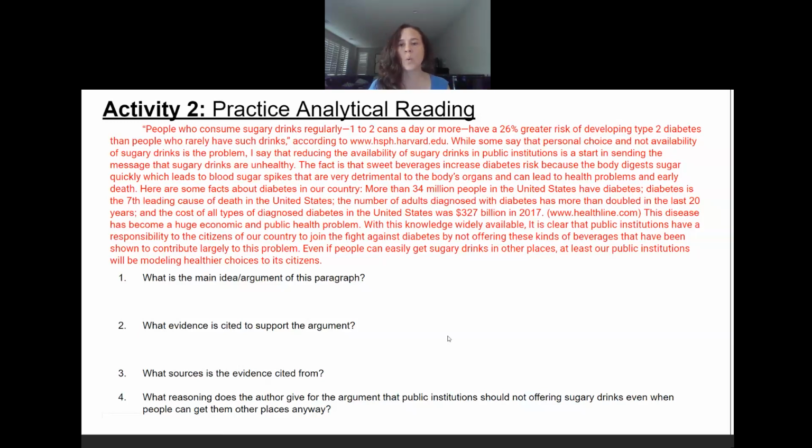Okay, so why should public institutions not offer sugary drinks? When we say public institutions, we mean places like schools, libraries, police stations, fire stations, anything that is paid for by the government where people can go and buy food and drinks, okay? Public hospitals, those types of institutions, anything owned by the government. There are lots of places, government offices, so many.